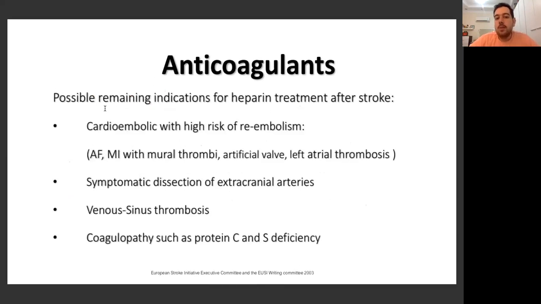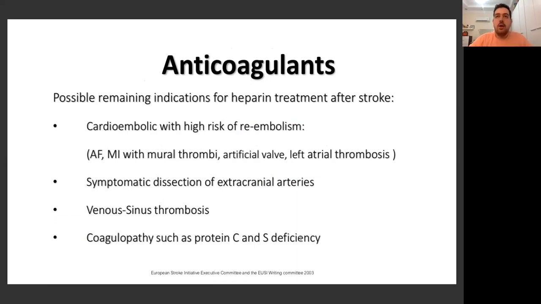So when do we consider heparin or anticoagulation? Again, as we said, if it is a cardiac cause, like myocardial infarction, atrial fibrillation, valve disease, or atrial thrombosis. If there is a dissection of the arteries, okay, so it's splitting of the layers, sometimes an embolus can develop here and we need to give anticoagulation. If the cause of the stroke is a sinus thrombosis, there's one slide about that, then we can give anticoagulation. Or if the cause of a stroke is a hypercoagulable state like protein C or S deficiency, then we can give heparin.